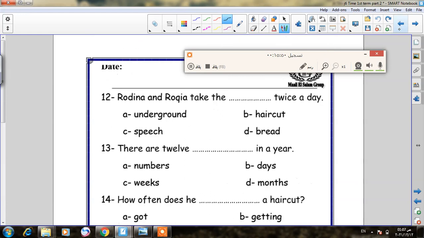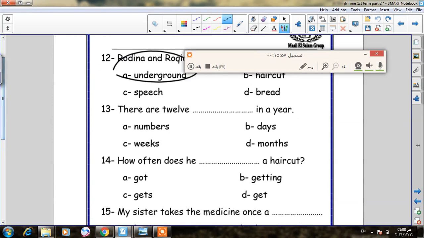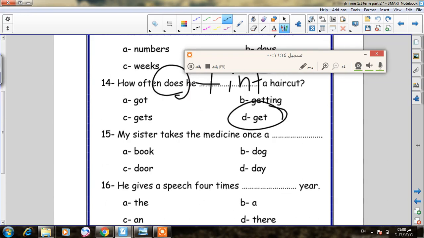And then after this, Rudaina and Rukaya take the dots twice a day, the underground. There are 12 dots in a year, month. And then how often does he a haircut? Does he? After does or do, we put the verb in the infinitive form. How often does he get? My sister takes the medicine once a day. He gives a speech 4 times a year.